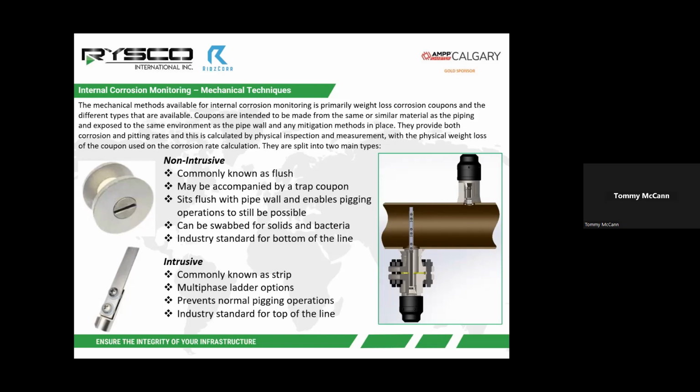You can calculate a corrosion rate and a pitting rate from these. This is done by a physical inspection and measurement. So the physical weight loss of the coupon is used to calculate the corrosion rate, and we measure localized pits to then use that to calculate a pitting rate.